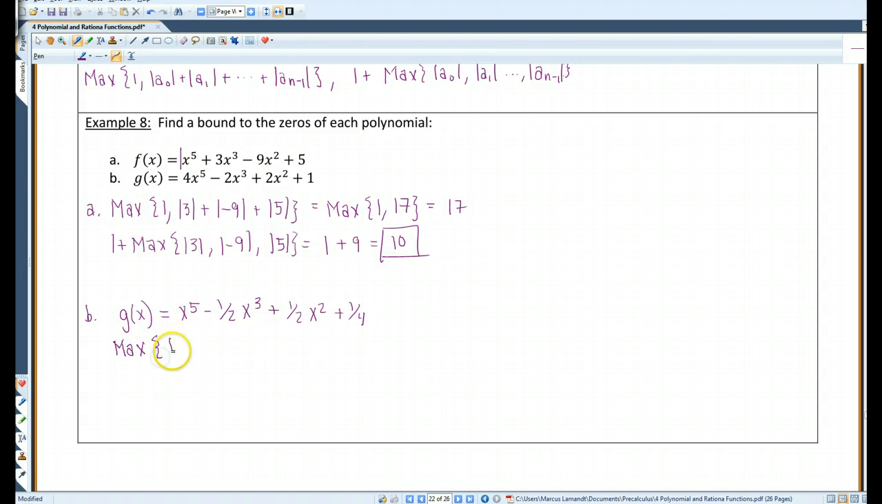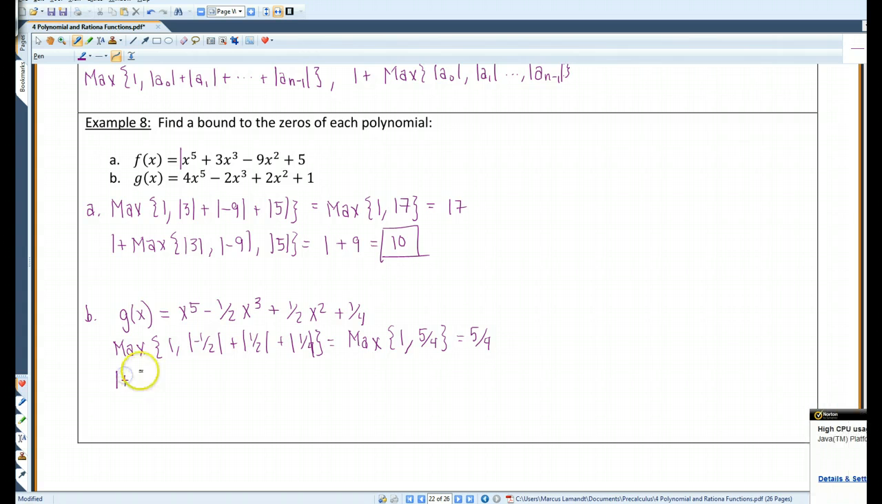Max of 1 or 1/2 plus 1/2 plus 1/4. So the max between 1 or, this would be 1 plus 1/4, so 5 over 4. 5 over 4 is a little bit bigger. Alright, so that's the first number.